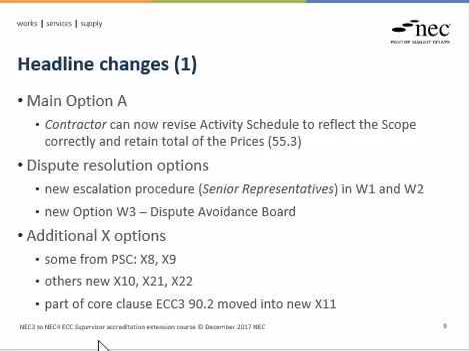There have been a large number of changes made to the 4th edition, but these next 3 slides highlight the principal ones you need to be aware of. Option A has had a small change made to it, which now enables it to be a complete lump sum contract by enabling the contractor to revise the activity schedule if work they had put on the schedule is no longer required.